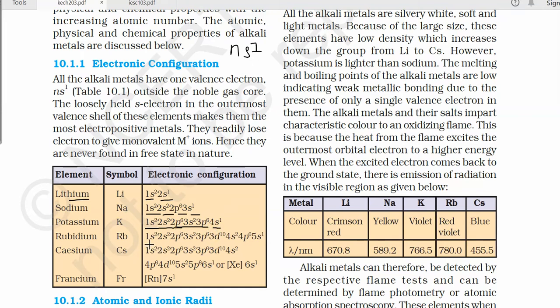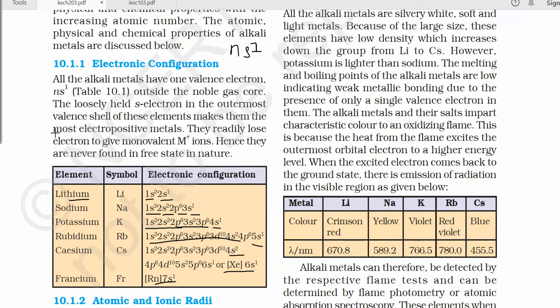Similarly, for rubidium, it is krypton and 5s1, and for cesium it is xenon and 6s1, and lastly for francium it is radon and 7s1.